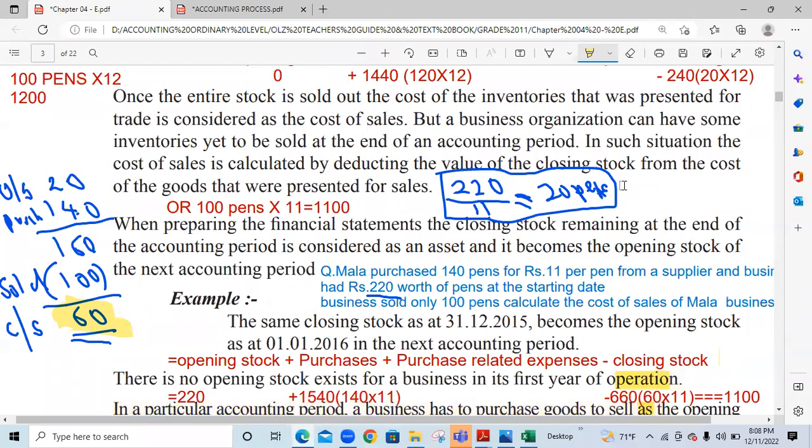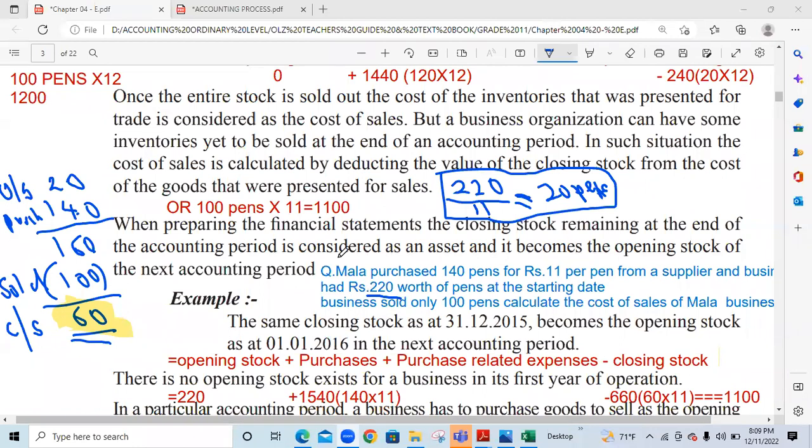I can't highlight that, I don't know why. Okay, to find that 60 pens. All clear so far? No, Sarah. After we add and deduct only, we got the answer here. 220 is the opening stock plus 1,540 purchase. Deduct the closing stock 660. I get the cost of sales. Cost of sales is 1,100.